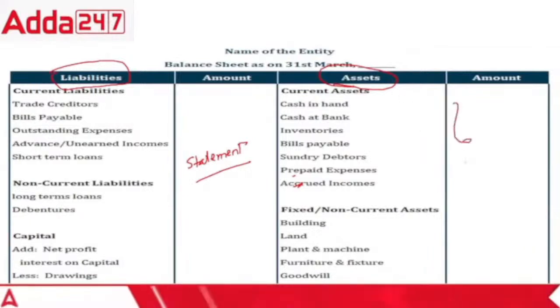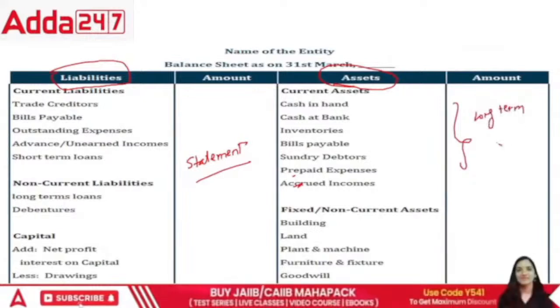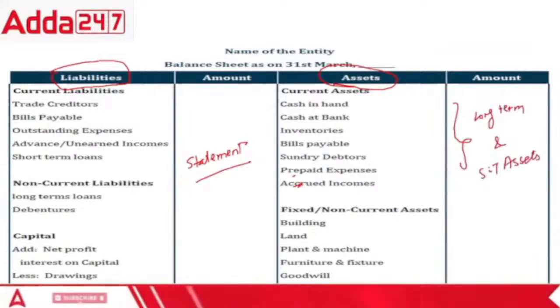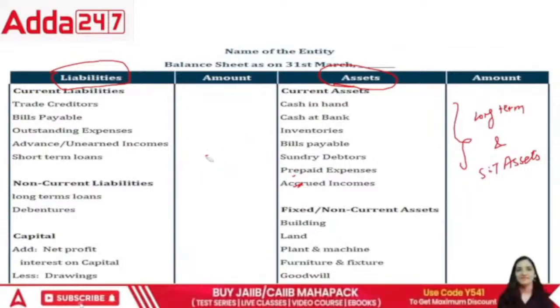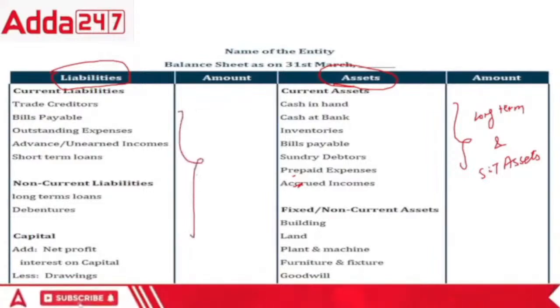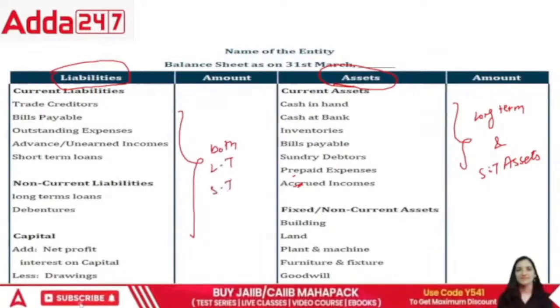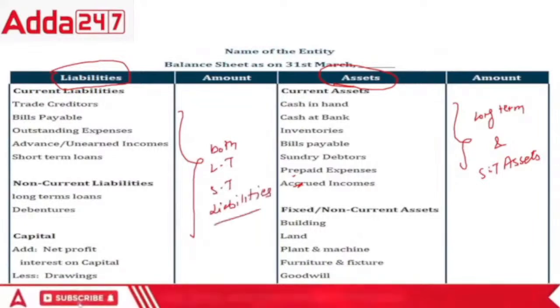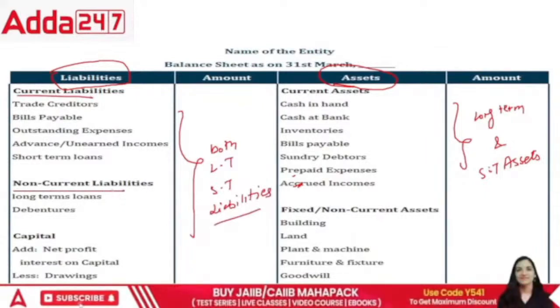The asset side includes both long-term and short-term assets, while the liability side includes both long-term and short-term liabilities. Right? This is how we define it. It has current liabilities as well as the non-current liabilities. So let's talk about this.